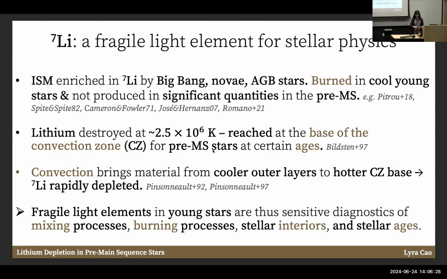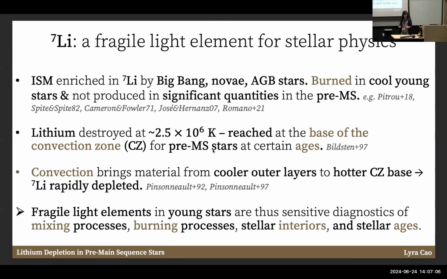So lithium is really cool. It's a fragile light element, and in pre-main sequence stars, we get it and then we get to burn it. And that burning process is really diagnostic for us because in order to observe patterns of lithium depletion, we need the story to go something like this. We need to destroy it at 2.5 megakelvin or thereabouts. And stars reach this at different points in their evolution in a mass-dependent fashion, and a whole bunch of different physics can affect when you start destroying your lithium.